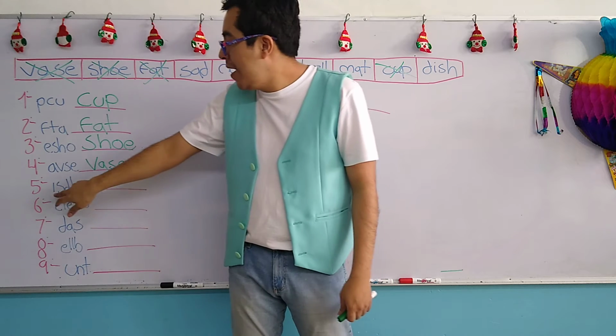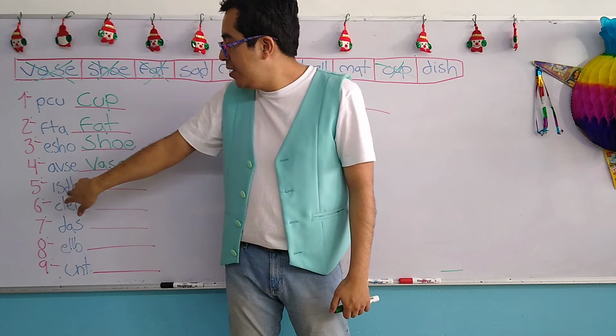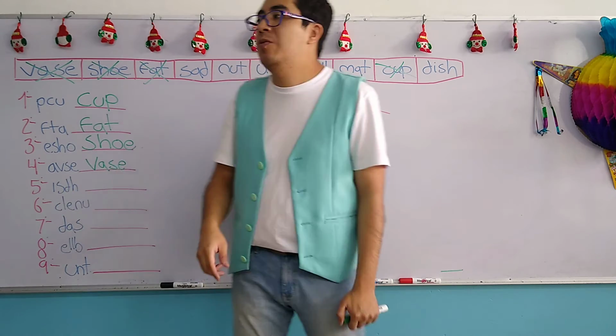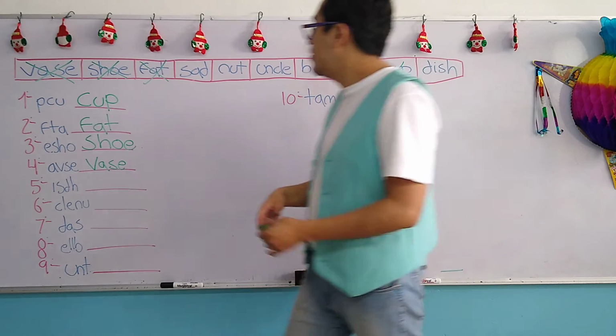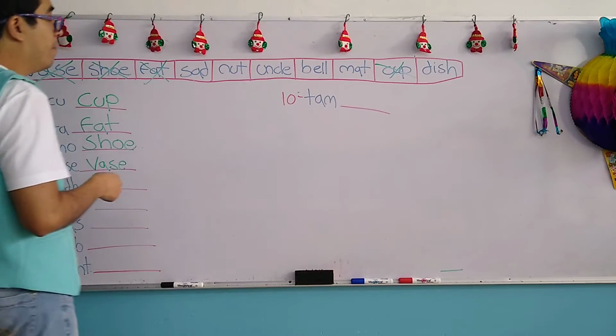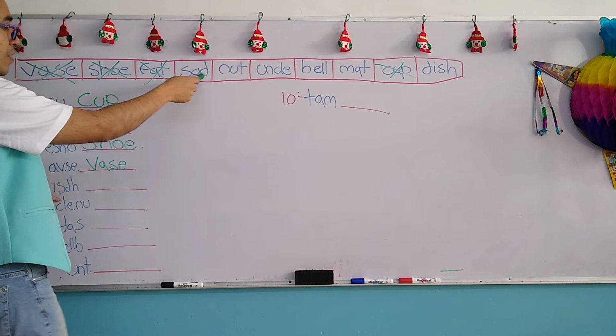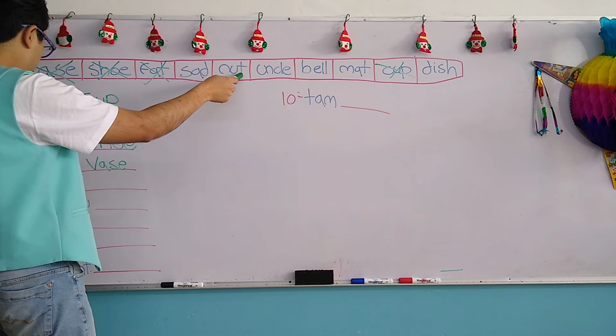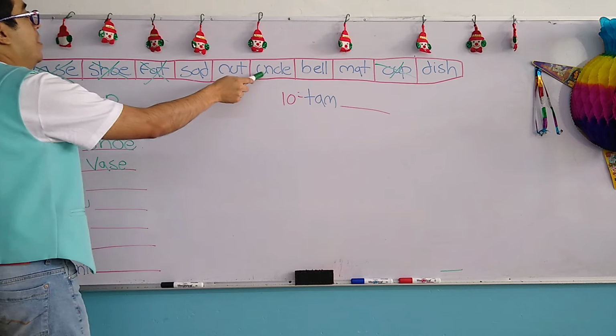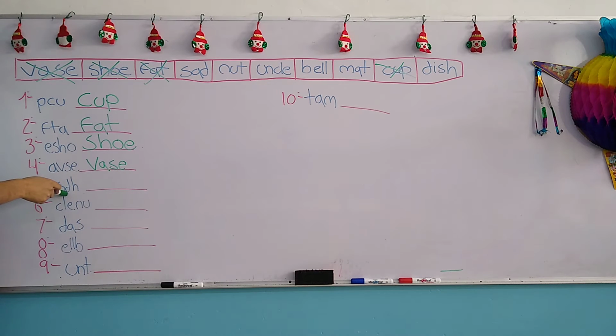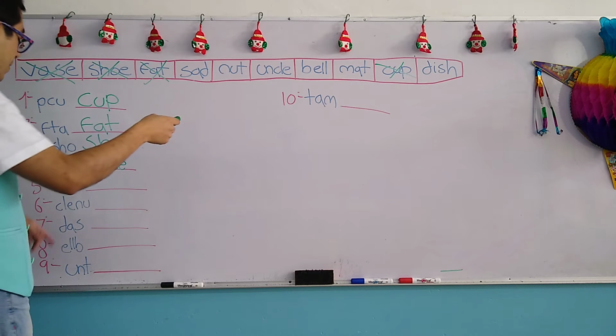We have letter I, S, D, and H. Let's look for those letters. They are 4. Here we have only 3 letters. 1, 2, 3 letters. We have 4 letters here, but here we have a U, and here we don't have a U. So let's continue looking.